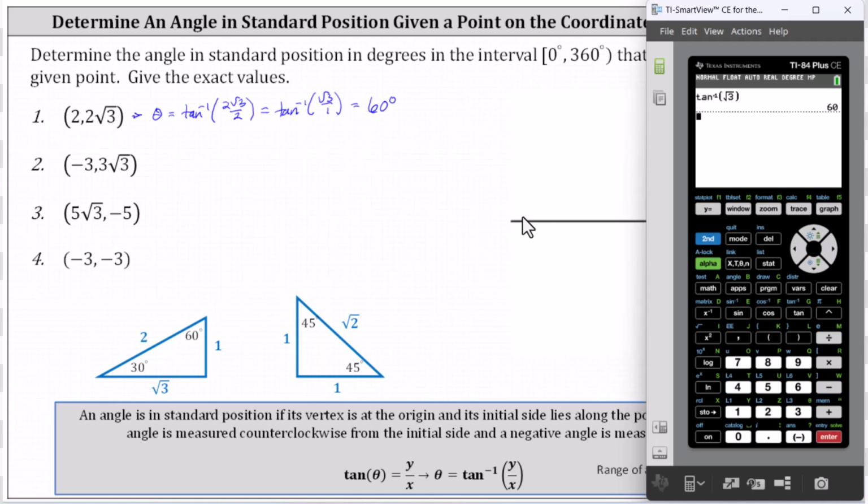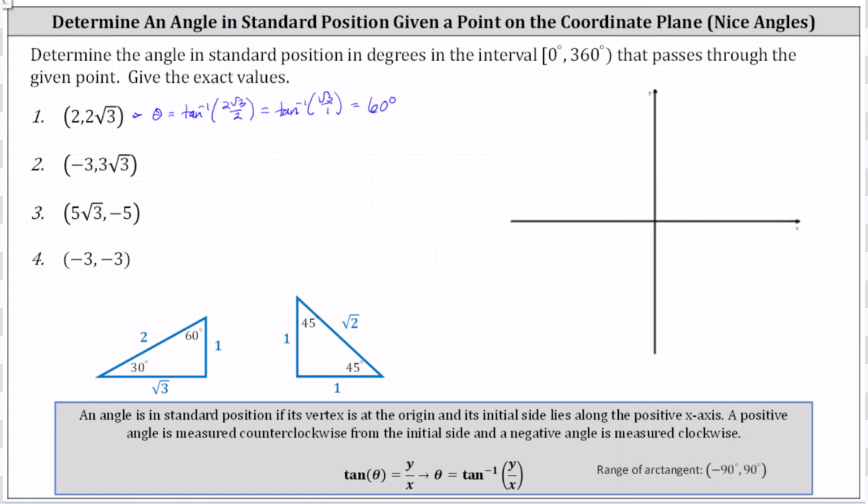And now let's take a look at number 2. Let's first plot the point (-3, 3√3). Let's just say it's approximately here, which means we're looking for the angle with the initial side along the positive x-axis, and again passing through the given point, which would be this angle here.